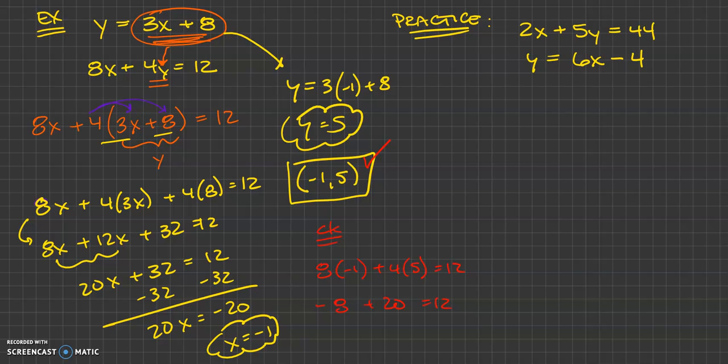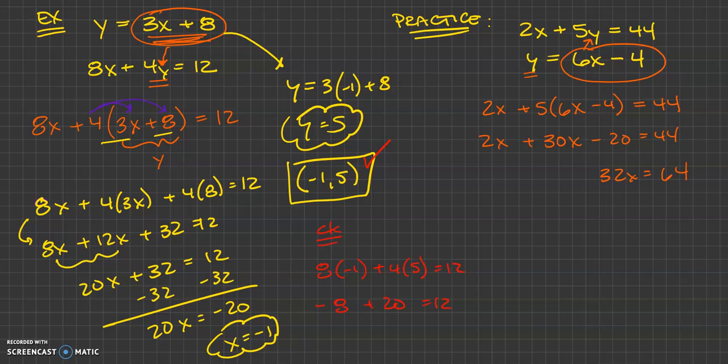All right, so I want you to pause the video and try this practice problem. All right, so let's see how you did. Since we have a y equals something, the easiest way to approach it is to put whatever y equals in for y. So that's going to be 2x plus 5. We're going to open our parentheses, put in 6x minus 4, close parentheses, equals 44, and then going to distribute. So that's going to be 2x plus 30x minus 20 equals 44. So that's going to be 32x is equal to 64.